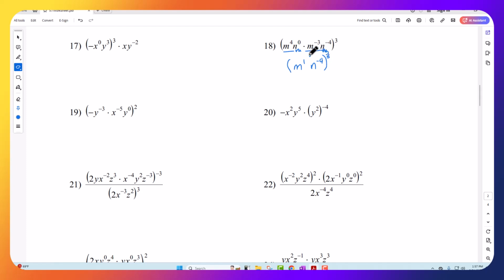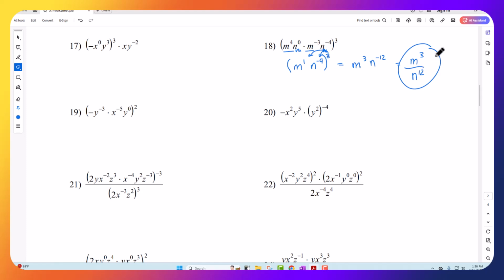Now I can distribute my exponent to the exponents in the problem. M to the third, n to the negative 12. Well, the things that have a negative exponent need to go down to the denominator so they can have a positive exponent. Instead of multiplying by n negative 12 times, I want to divide by n 12 times. So this will be m to the third over n to the 12th. And there's my answer for question 18.